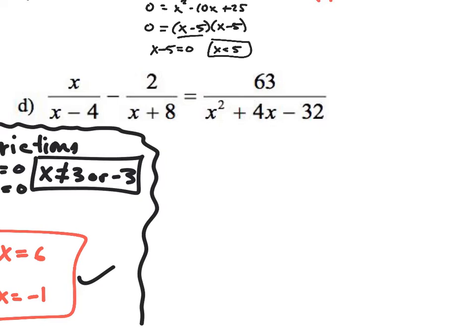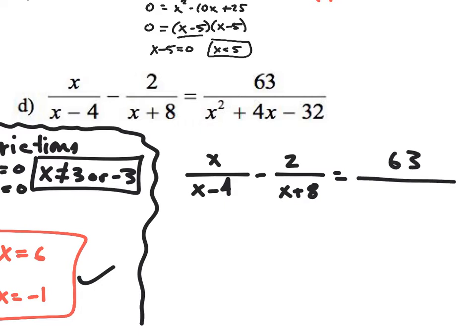Now what I want to do is rewrite this whole thing in part D. So I'm going to write x over x minus 4 minus 2 over x plus 8 is equal to 63 over, and let's factor that, because that's what's going to help me figure out my common denominator. So it's going to give me positive 8 and -4.